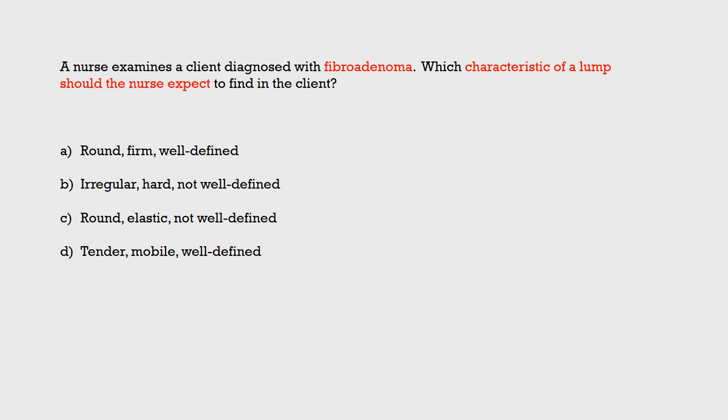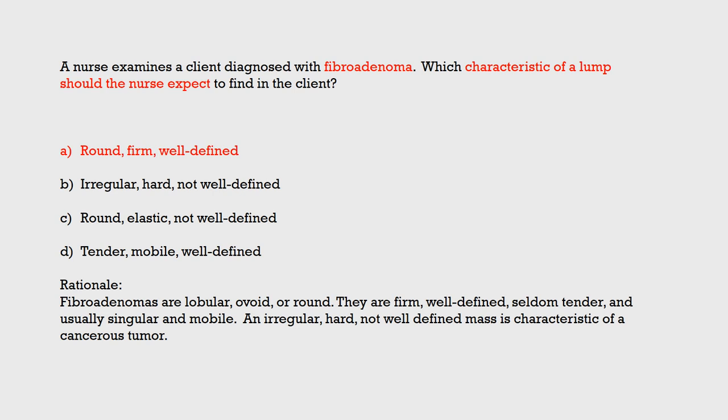So let's look at the correct answer. And it is A. So they are lobular, oval, or round. They are firm, well defined, seldom tender, and usually singular and mobile. Irregular, hard, not well-defined masses are characteristics of a cancerous tumor. And the biggest thing that you can take away from this is making sure that you really do understand the difference between benign and malignant tumors, doing lots of these types of practice questions to help you differentiate the two.